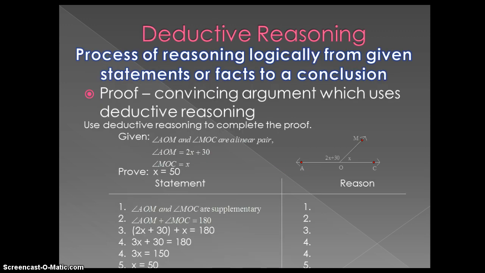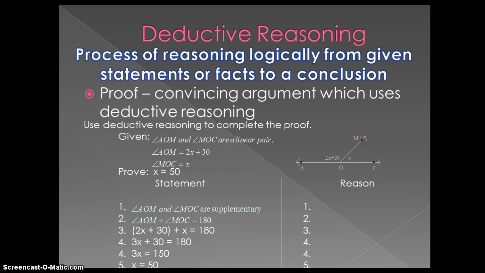And then we have deductive reasoning, which is the process of reasoning logically from given statements or facts to a conclusion. So here's an example. Student A is in geometry. Geometry is an 8th grade gap class. Therefore, student A must be an 8th grade gap student. That's deductive reasoning. I'm making logical statements based off the facts that I have.